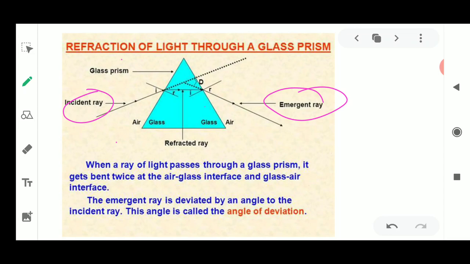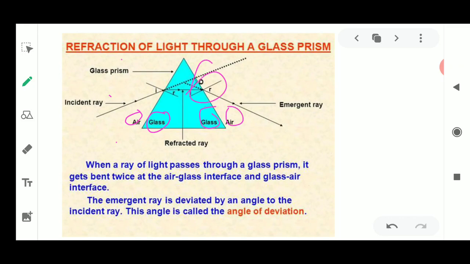So when the ray of light passes through the glass prism, it gets bent twice, at the air-glass interface and at the glass-air interface. Here it is saying that refraction takes place at three levels, but we can see only two places, where one refractive index is calculated for air and the next for glass. Again, when the light moves from the glass to air, it will bend at this place.